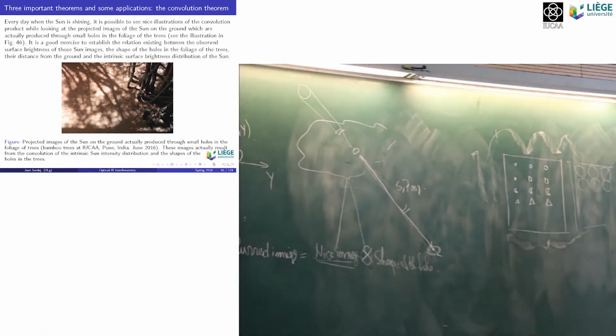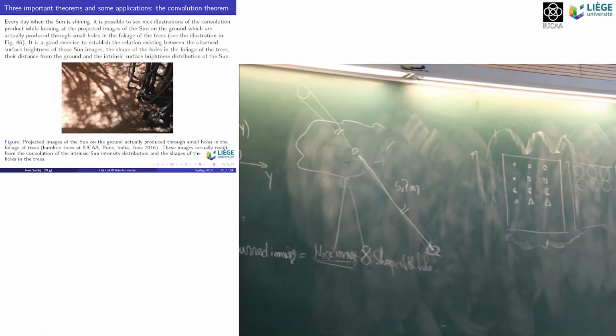And at intermediate distance, you see the product of convolution. So it's a nice illustration of how a product of convolution behaves in 2 dimensions. It's very cheap to do, and it's a lot of fun.